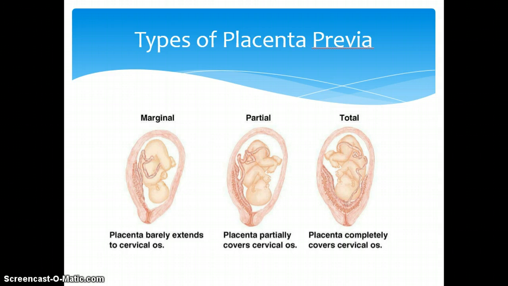Again, here they are, just a visual representation, very similar to figure 14.3 in your book. Marginal again, the placenta barely extends to the cervical os. Partial, it partially covers the cervical os. And complete, it completely covers the cervical os. And you can see here as the cervix opens and dilates during pregnancy, how bleeding would occur with that. And keep in mind that the blood flow in the placenta is 80% fetal in origin and 20% maternal in origin.